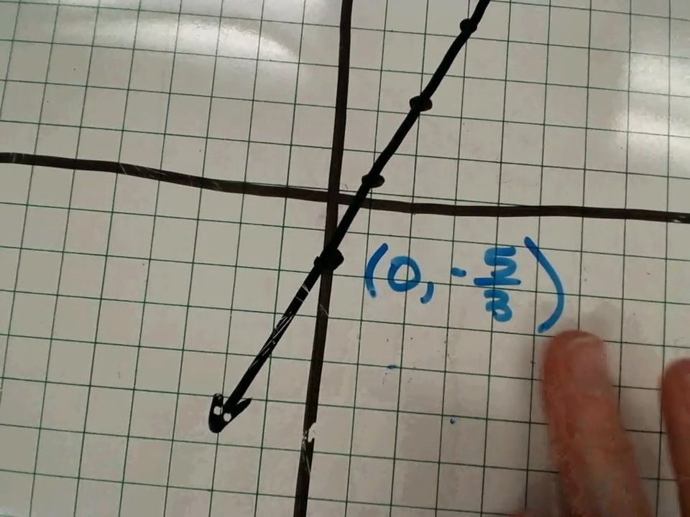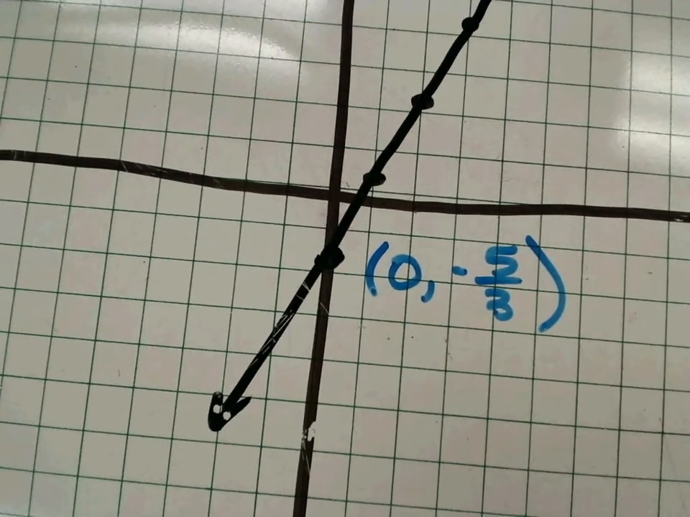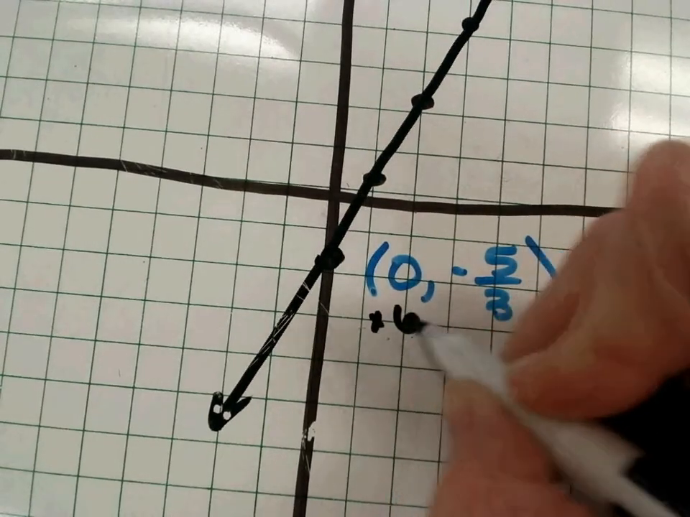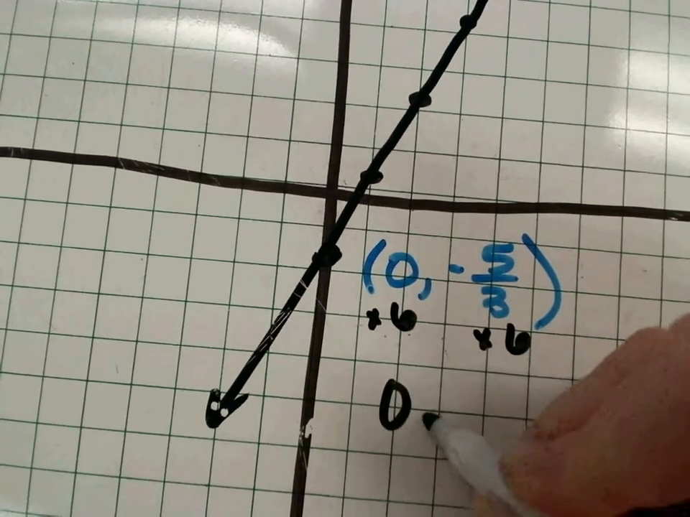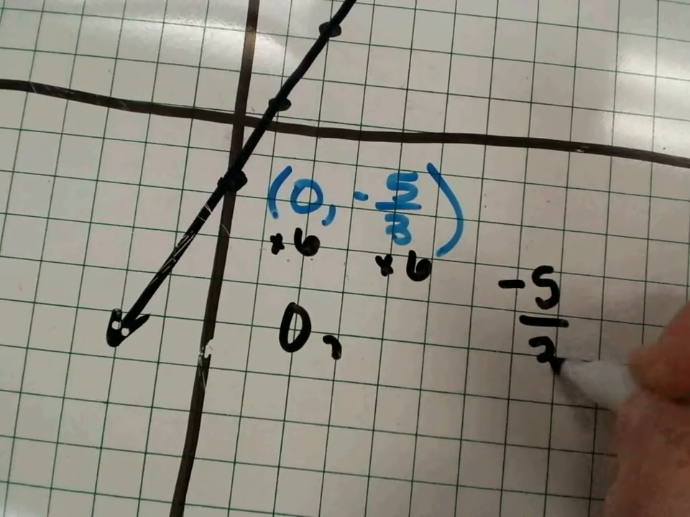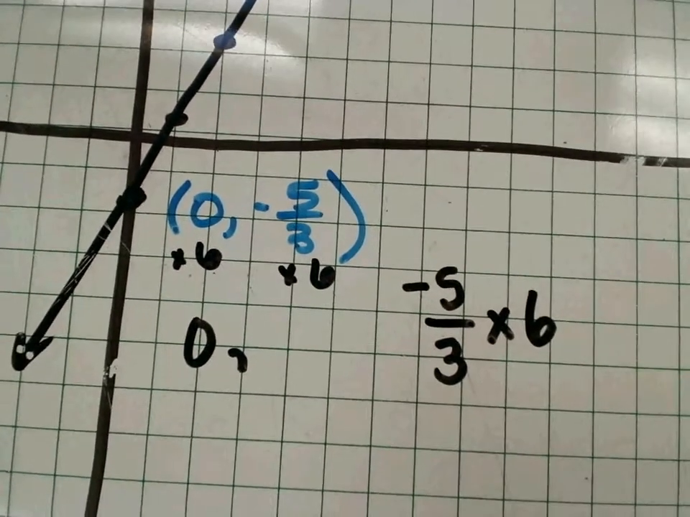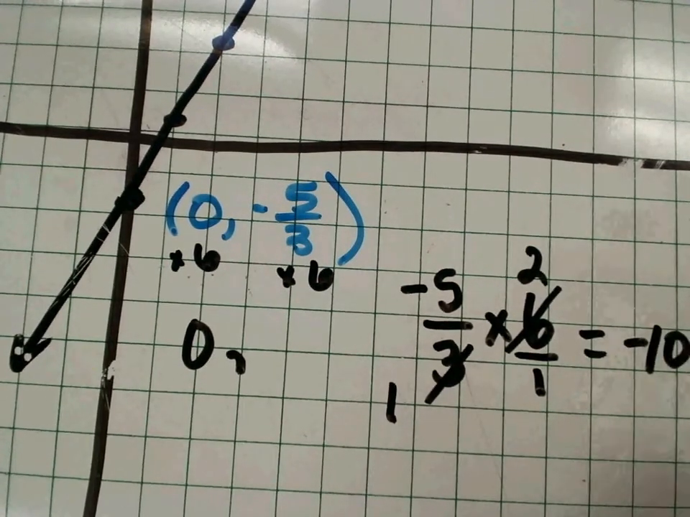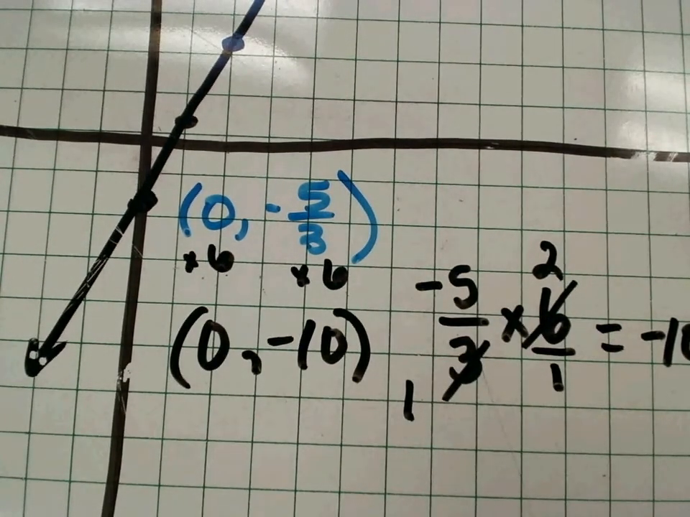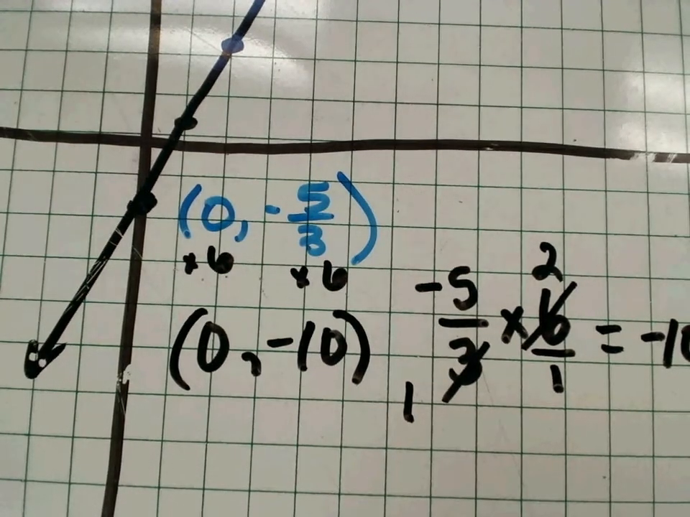And when we're talking about dilations, we're talking about multiplying, stretching things out by a scale factor. So we have this point here as the y-intercept, 0, -5/3, and we would need to multiply each of those, the x-coordinate and the y-coordinate, by 6. So -5/3 times 6, put that over 1, do a little cross reduce, and we would get -10. So our new y-intercept would be -10, so 0, -10 here.